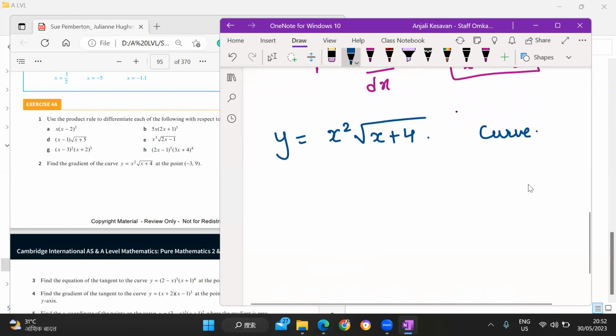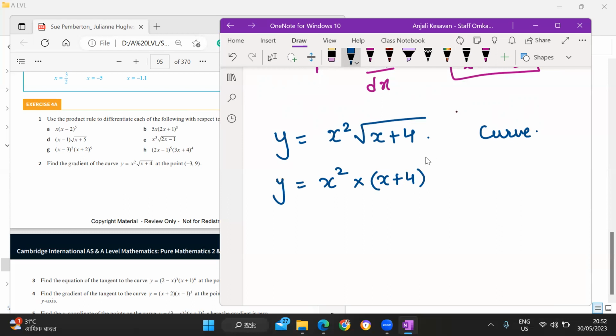Now, can you differentiate this? No, it's not possible to differentiate this because these expressions are not separated, they are multiplying. So first of all, bring them in the form that you can differentiate. So x square can remain as x square times x plus 4 can be written as x plus 4 raised to half. Okay?